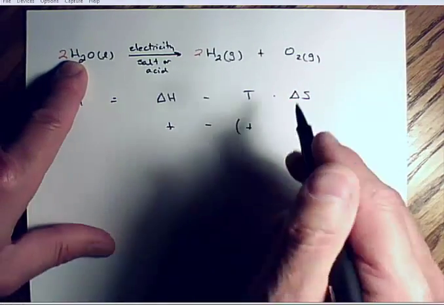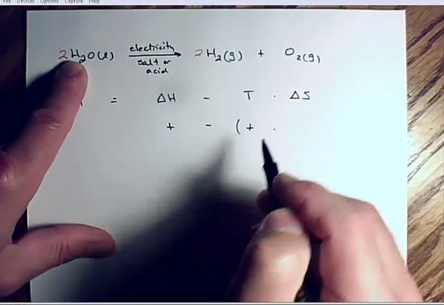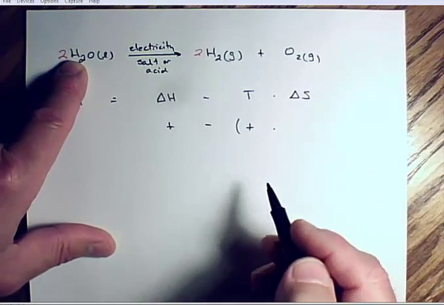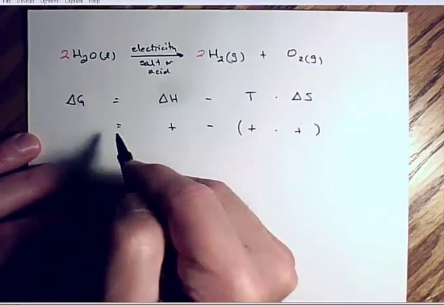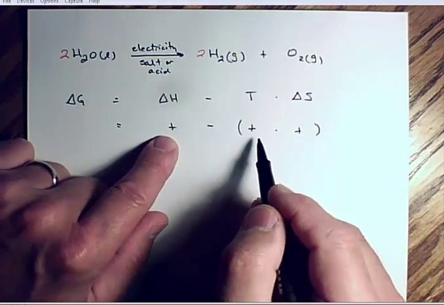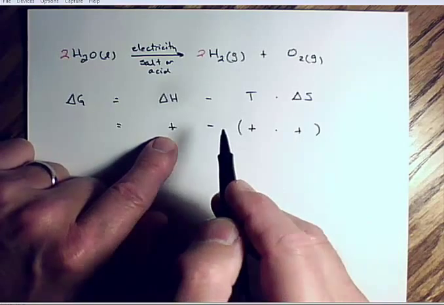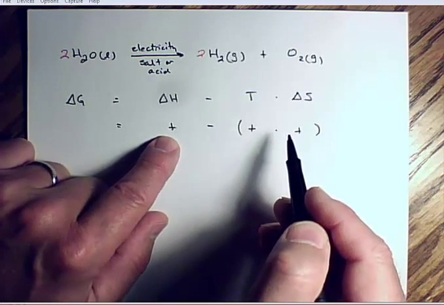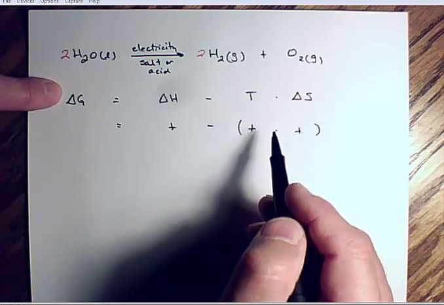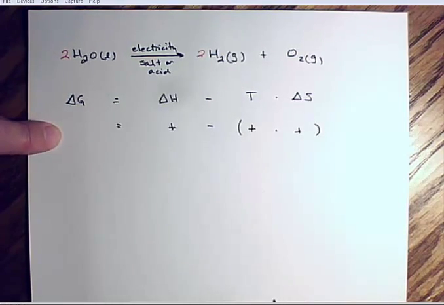So is our delta S term going to be a positive for increasing or a negative for decreasing? Positive. All right, now, so what we have here is a positive term, and a positive times a positive gives me a positive. So we're having a positive minus a positive. Okay? Under what conditions is this going to be negative and therefore spontaneous?